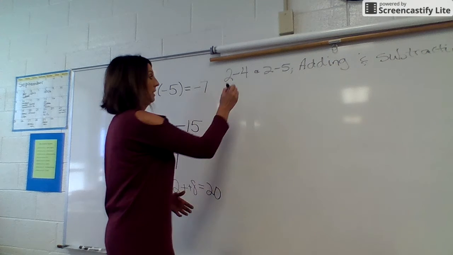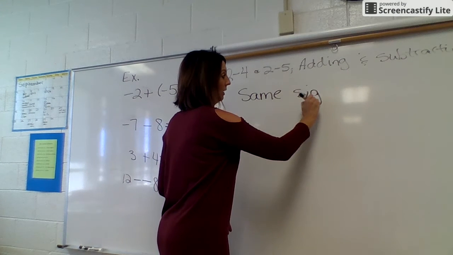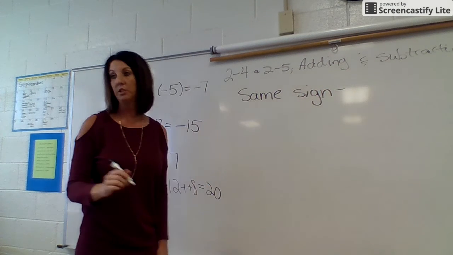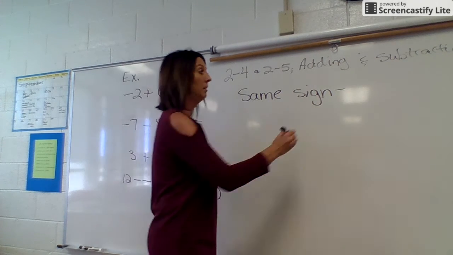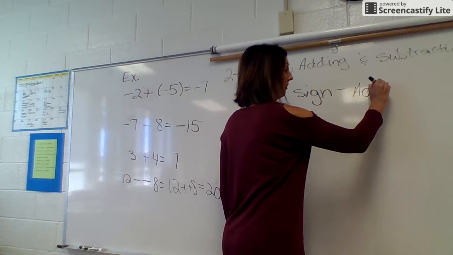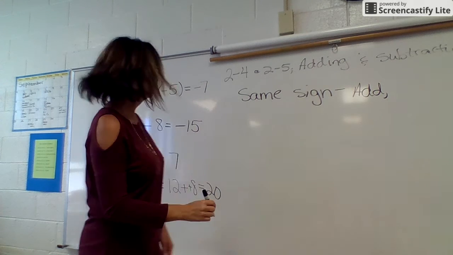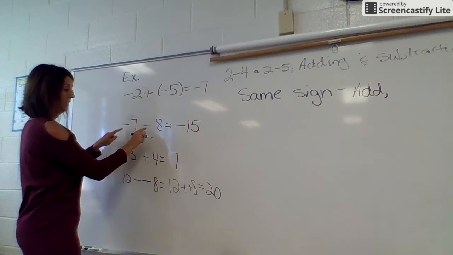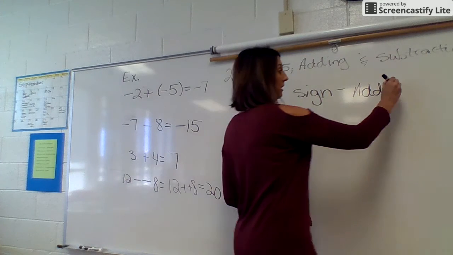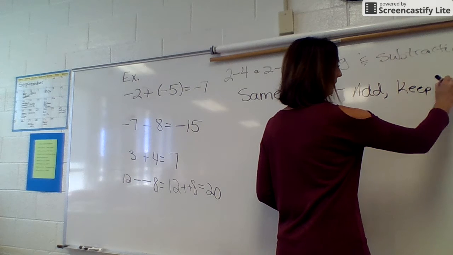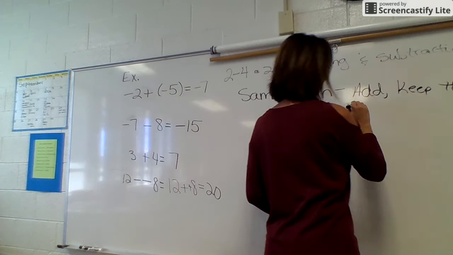So let's write notes, say same sign. These are going to be our rules. If they're both the same sign, we're going to follow this rule. Make sure this goes in your notes. Same sign: first thing we're going to do is add, and then we are going to keep the sign. That's what we did, right? We kept the sign. Add, keep the sign of both integers. Does that make sense?